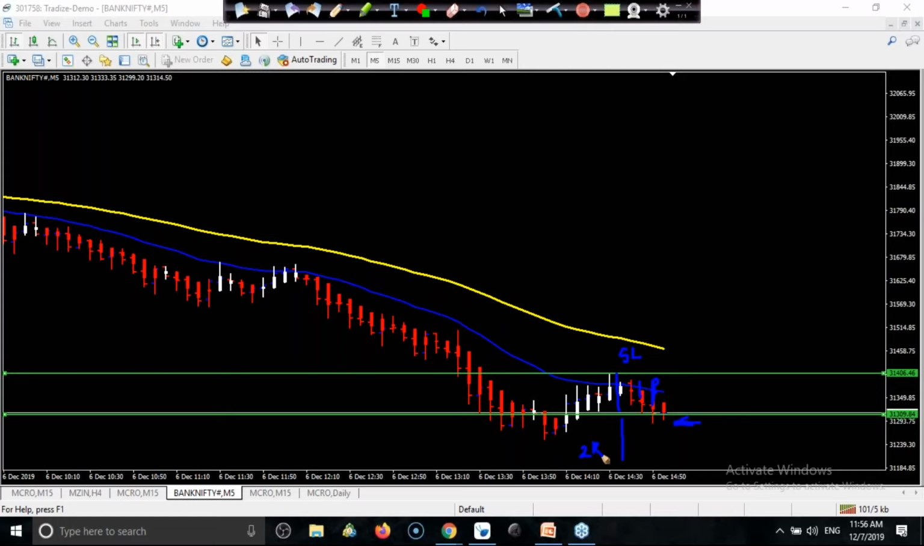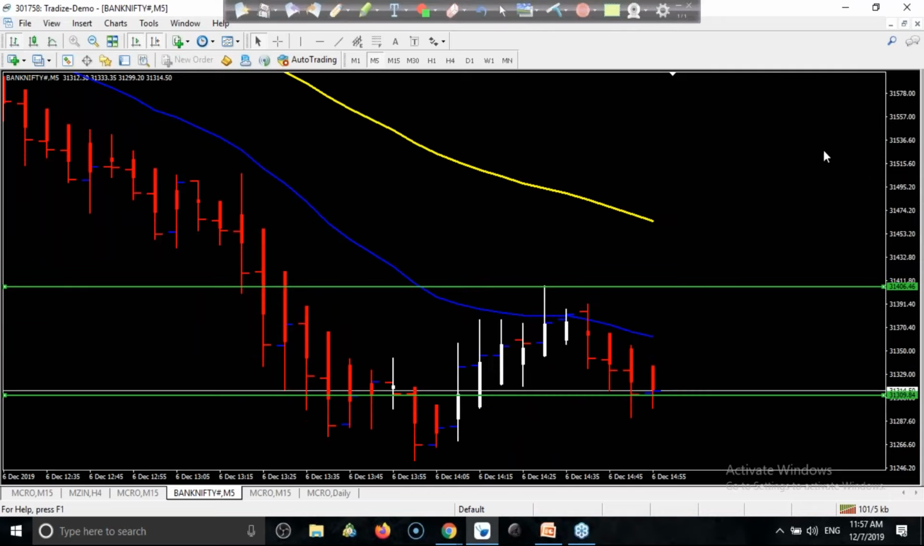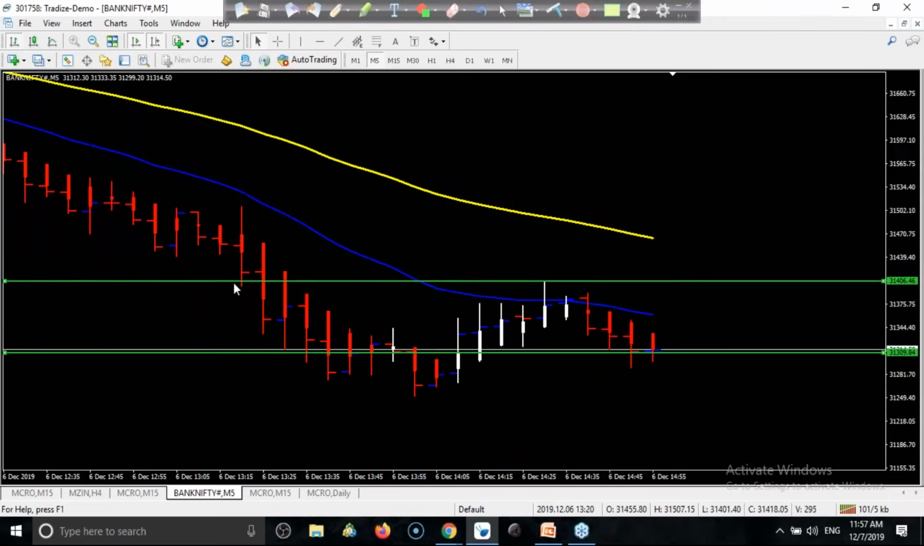Let me tell again the entry point. Okay, don't be confused. If you have any doubt, let me know clearly. All right, so now you can see this is the current price. Let me zoom in a little more. Here we have seen, yeah, right, it is perfect.